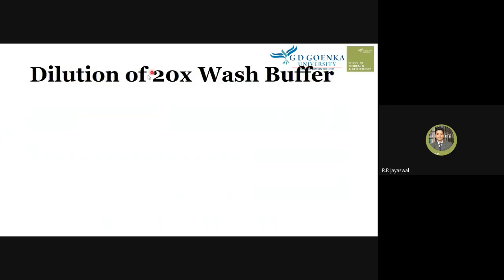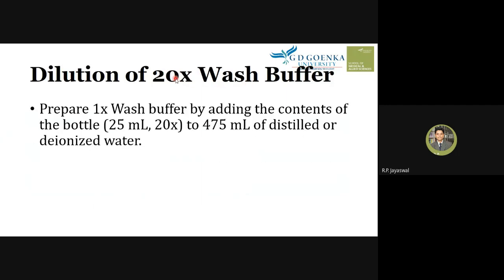Now we can dilute the wash buffer if it is 20x. In such a way we can make it 500 ml by mixing 25 ml of this 20x wash buffer into 475 ml of water. So this is the ratio we can make it. Once we prepare the 1x wash buffer solution, we can store it at room temperature.